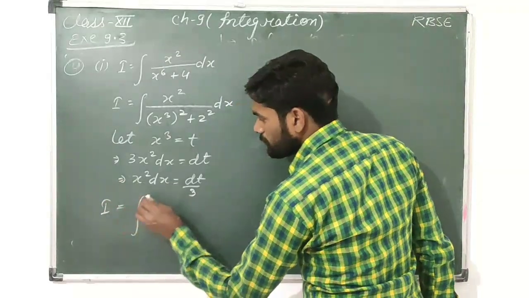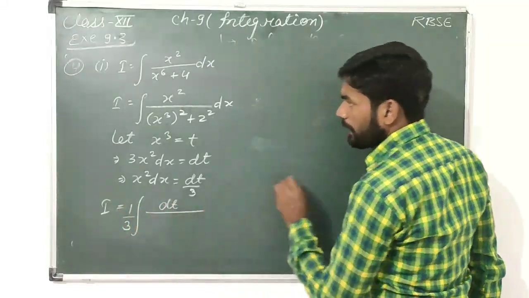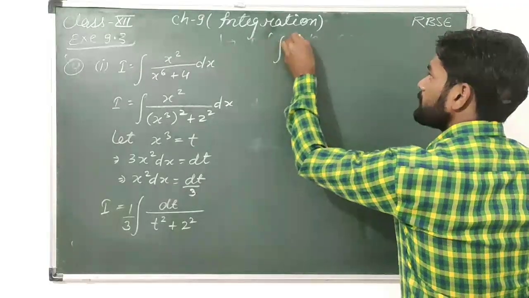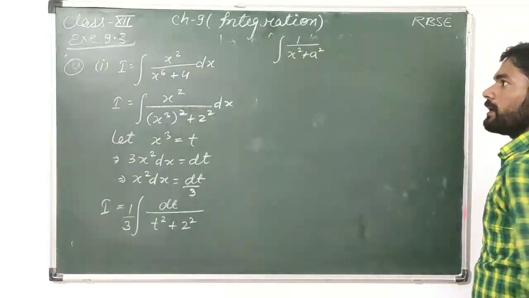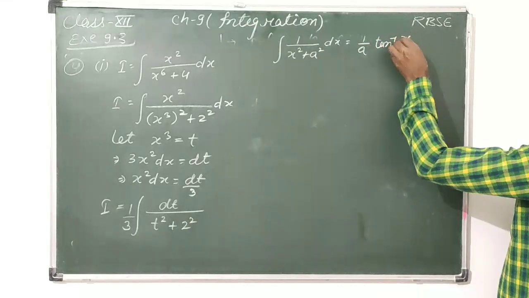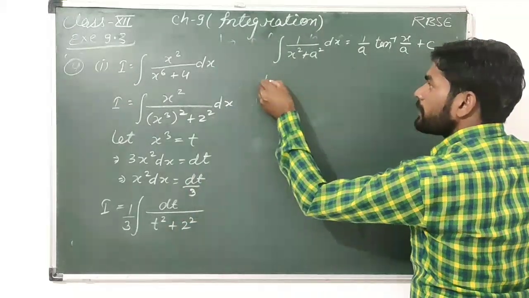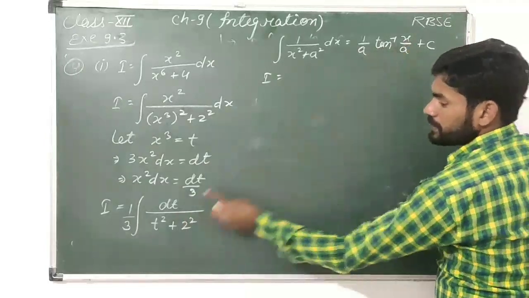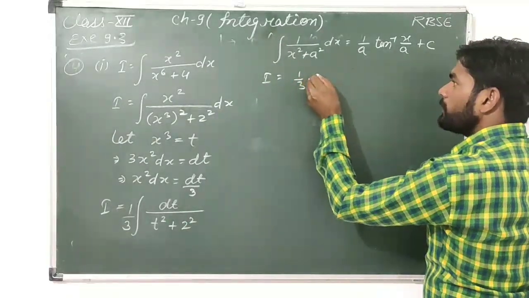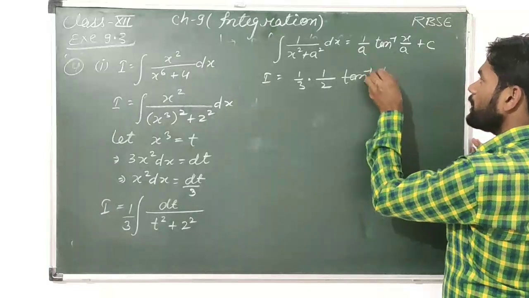You will get I is equal to, x square dx is dt upon 3, then 1 upon 3 I am taking outside, and dt is here upon t square plus 2 square. Now it is the formation of 1 upon x square plus a square into dx. The answer is 1 upon a tan inverse x upon a plus c. Okay, students? So for this, apply the identity here. x is t and a is 2. I is equal to 1 upon 3 into 1 upon 2 tan inverse of t upon 2.